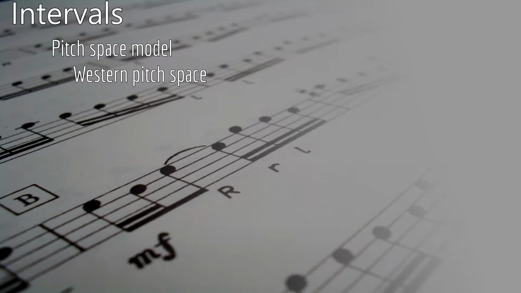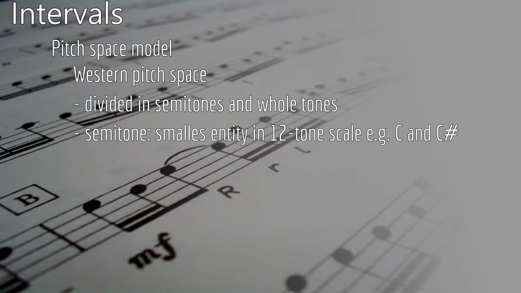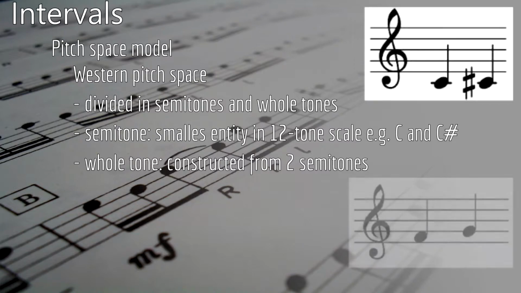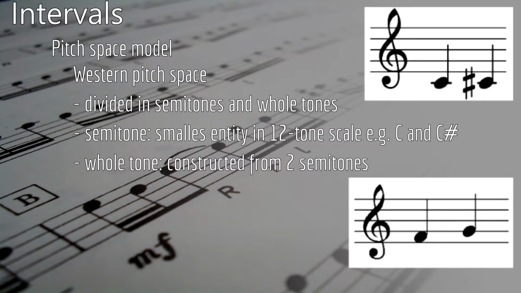It's divided in semitones and whole tones, where a semitone is the smallest entity of a 12-tone scale. And a 12-tone scale refers to the number of semitones. Here on the right you can see the C and the C sharp, and in between those notes there is a semitone. Another thing is the whole tone, which is then constructed of two semitones, and here on the right you can also see an example with the F and the G, and in between those two is also a whole tone.